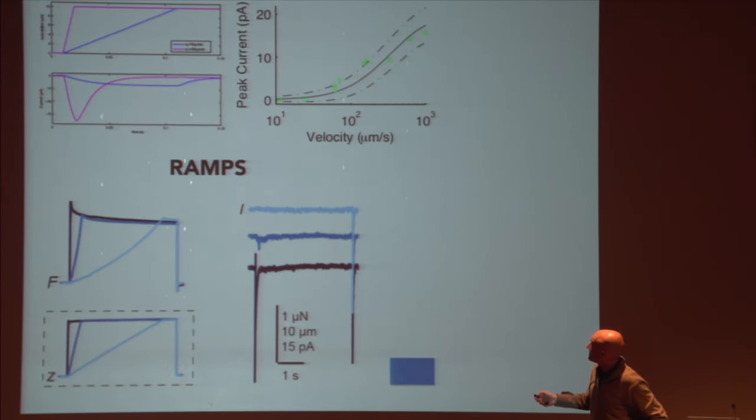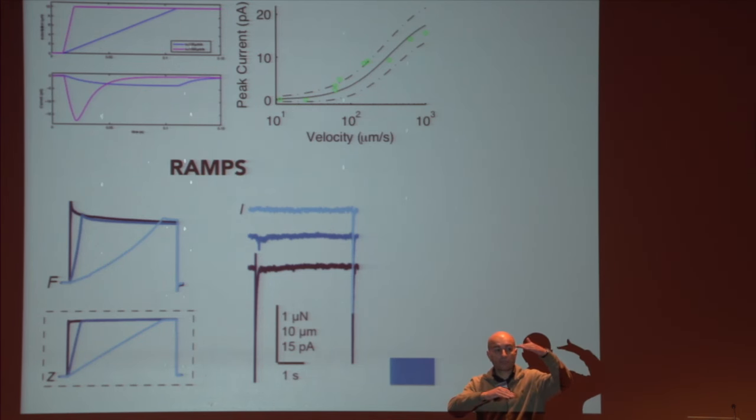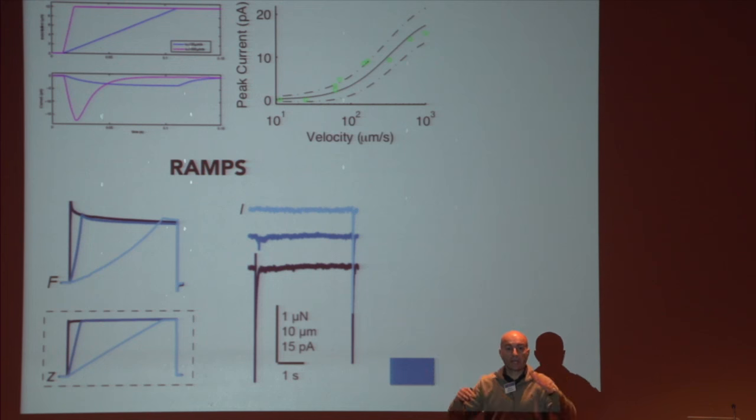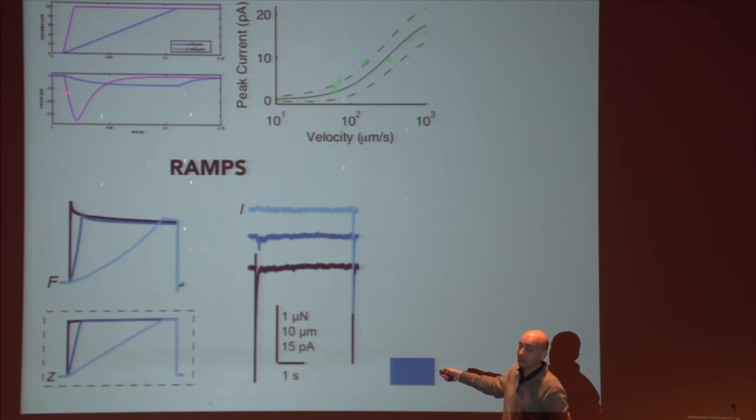As you would expect, when you have a ramp, you fix the initial level and the final level of the indentation, but you go from one to the other with different speeds. And again, if you go too slowly, the system adapts and doesn't respond, while the faster you go, the stronger is the response of your system.